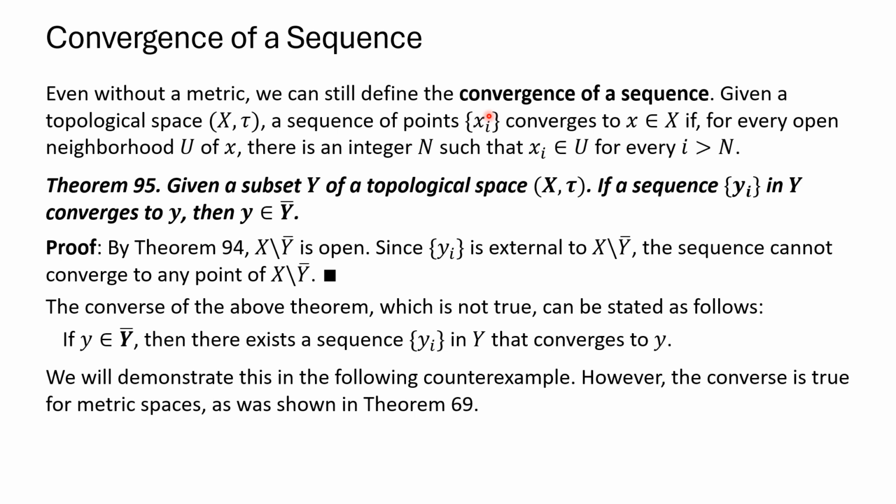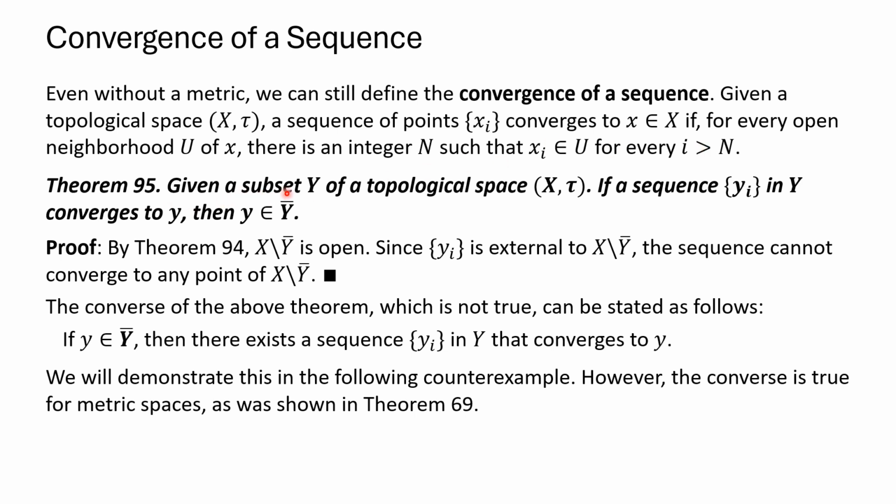Even though we don't have a metric or a distance function for topological spaces, we can define convergence of a sequence using open sets, and I have that definition here. Given a topological space X, a sequence of points x sub i converges to x, little x, an element of our topological space, if for every open neighborhood U of x there is an integer n such that x sub i is an element of U for every i greater than n. And I should have said positive integer.